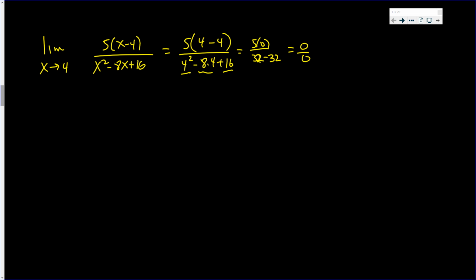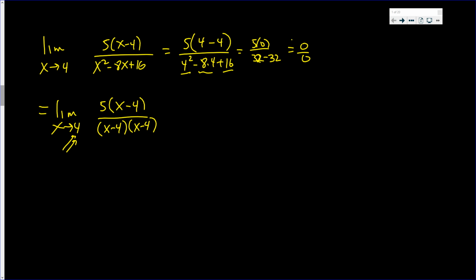Okay, that means we have to do something. We have to cancel out 0 over 0 somehow. Well, again, the top and the bottom are polynomials, and if that number makes the top 0, then x minus 4 must be a factor of the top. And yeah, that was pretty clear. And in the bottom, one factor will be x minus 4. It turns out that the other factor will be x minus 4.